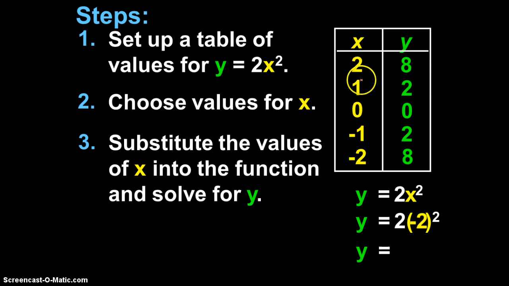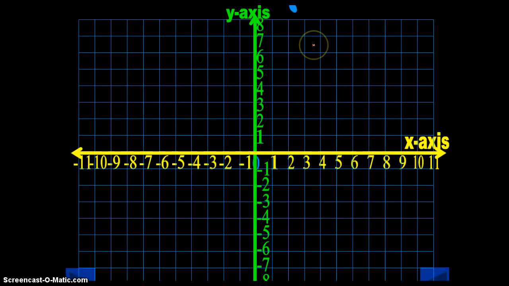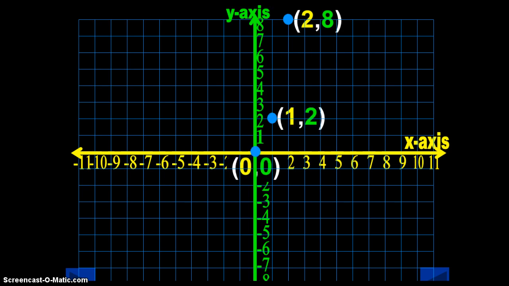So now we have our pairs of values. We have 2 and 8, 1 and 2, 0 and 0, -1 and 2, and -2 and 8. So now we are going to plot these points on our graph. Let's look at the first point. It's 2 and 8. The other one we got was 1 and 2. The other one is 0, 0. The first one is always the value of x, then the second one is the value of y.